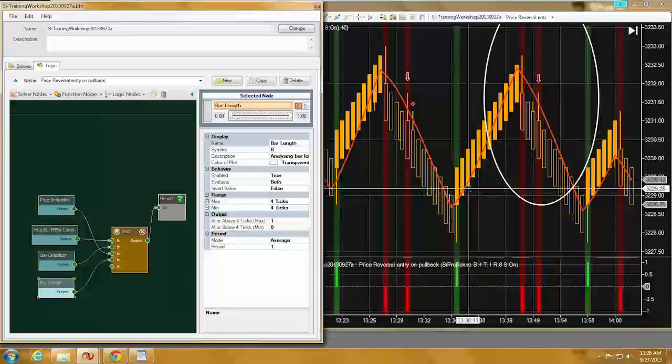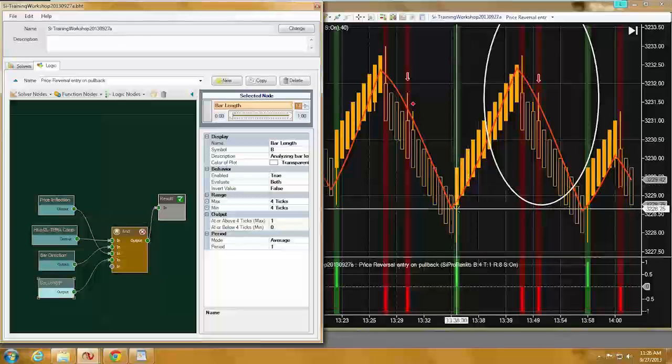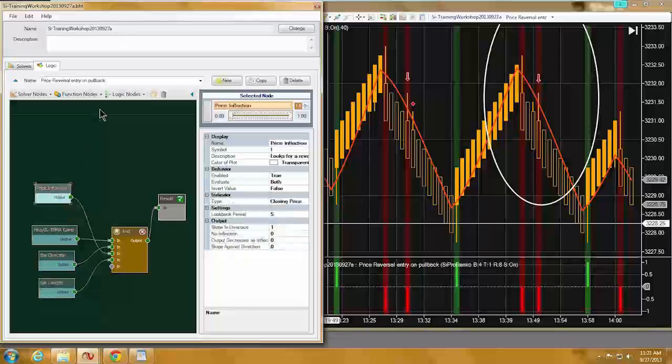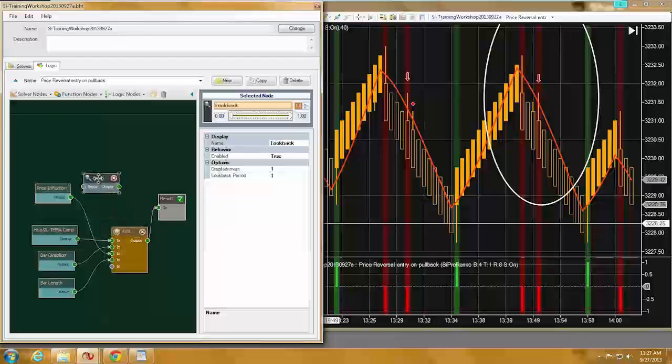So the last filter we have to work on is the reversal bar itself. I need to strip out the reversal bar itself. And let's see, I can do that with the Lookback. Yeah, so let me use a Lookback here.